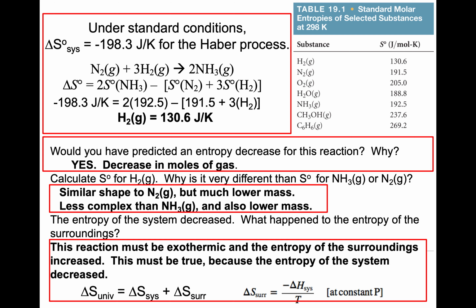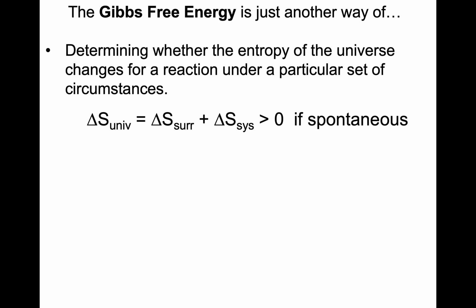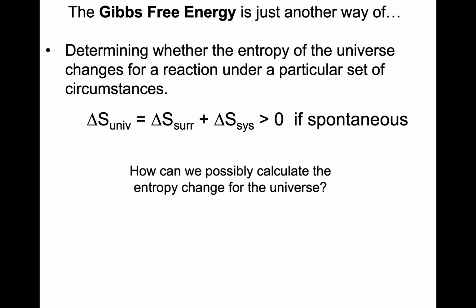All of these are important ideas, calculations, and concepts for the class. So if we think now about the Gibbs free energy, this is just another way of describing the entropy change for the universe. The entropy change for the universe includes both the system and the surroundings. When the entropy is going up overall, it's a spontaneous process. So we might ask, well, how can we possibly calculate the entropy change for the universe? Is that just an abstract idea?